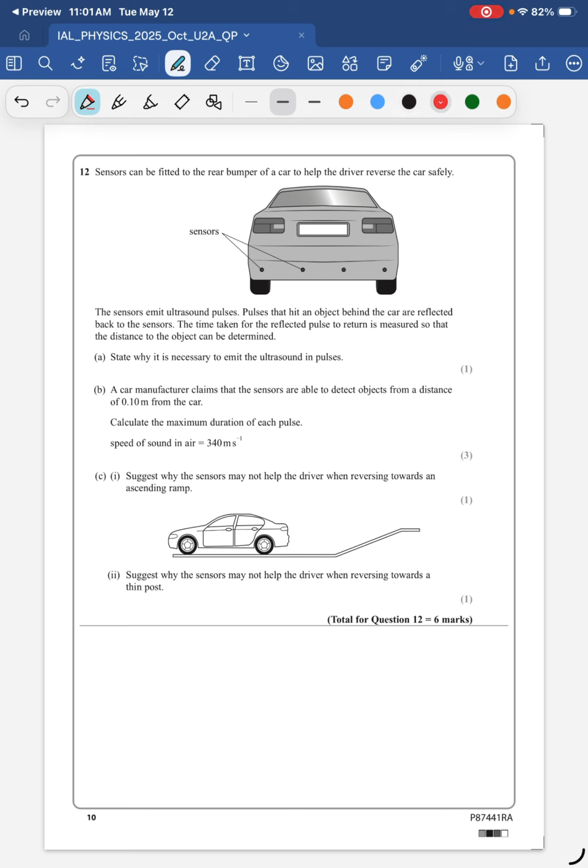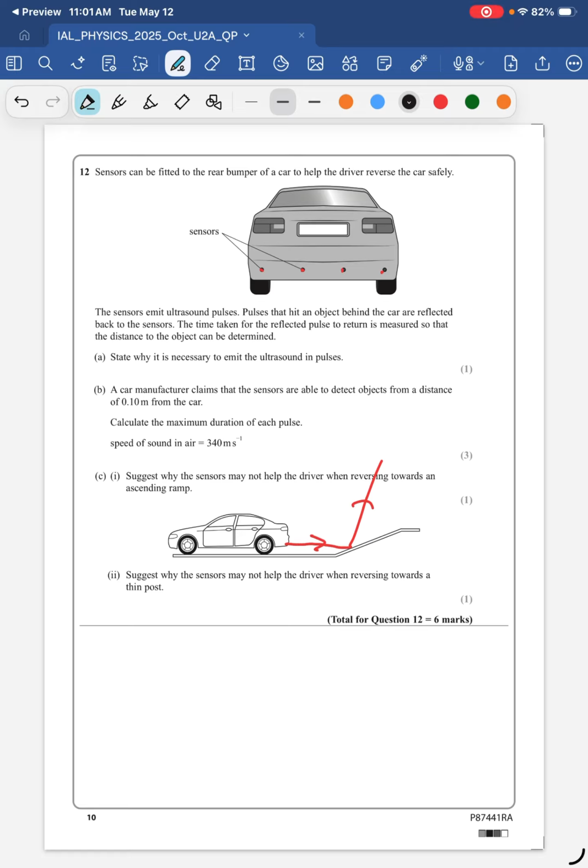Part C, suggest why the sensors may not help the driver when reversing towards an ascending ramp. Okay, so let's see what's going to happen. The sensors are down here, right? I mean, you see that they are in the bottom of the car. So let's say I send a pulse. What's going to happen? It's going to bounce off that way, right? It's not going to come back. Okay, so that's the answer pretty much.